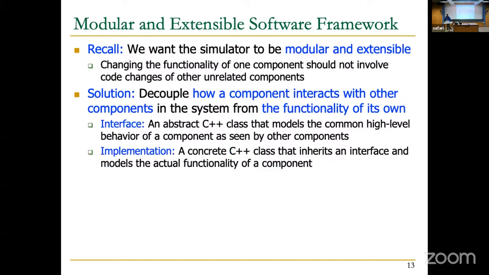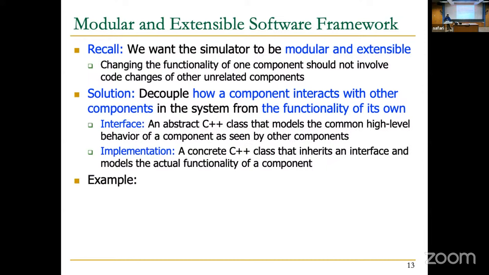To this end, we model every component in Ramulator 2.0 with two key concepts, as shown here. First is an interface. It's an abstract C++ class that models the common high-level behavior of a component as seen by the other components in the system. The second is the implementation. It's a concrete C++ class that inherits the interface and actually provides the concrete implementation of the functionality of the component.